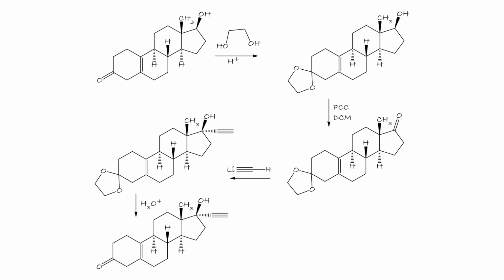So doing the synthesis, first step is to protect this carbonyl, oxidize this OH with pyridinium chlorochromate in dichloromethane. We react this with acetylide, add it, no problem. Now we hydrolyze this back to carbonyl with acidified water. We get the target molecule.